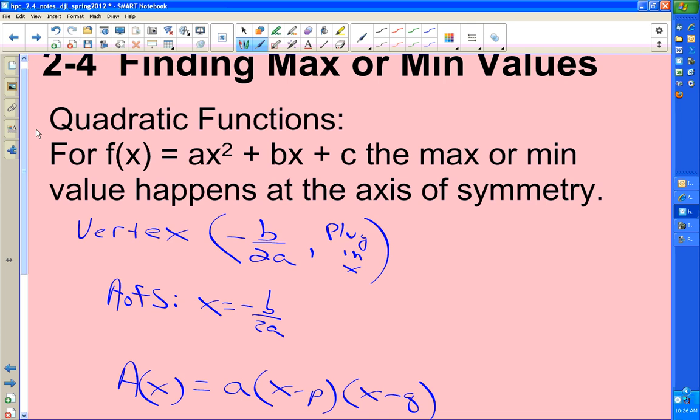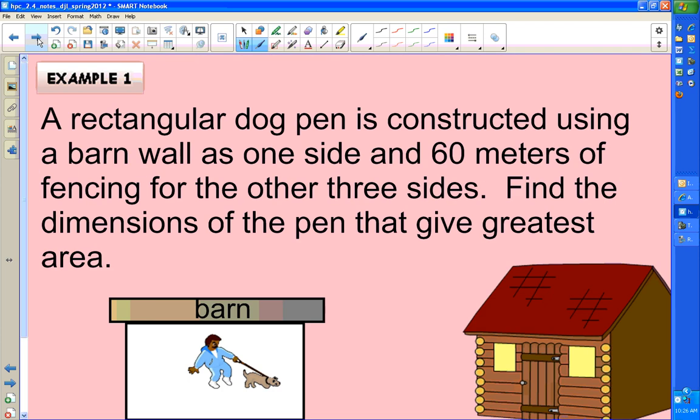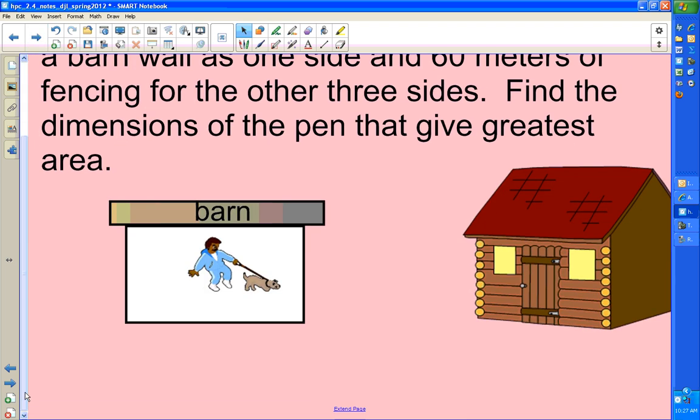All right? So the first one is your standard, let's make an enclosure. And it's 2 dimensional. A rectangular dog pen in this case is constructed using a barn wall. That's one side. Here's the barn wall. And then 60 meters of fence to enclose the rectangle. We don't need to put fence along the barn because the dog can't get out through the wall. Find the dimensions of the pen that give the greatest area. We have a roll of fence, and we're going to unroll it to make this pen for our dog.